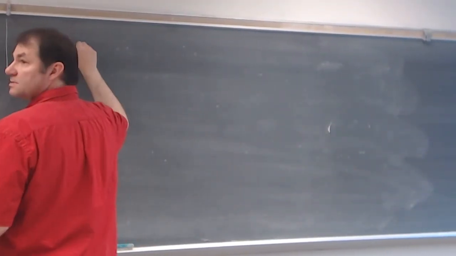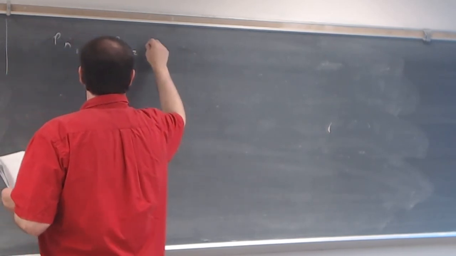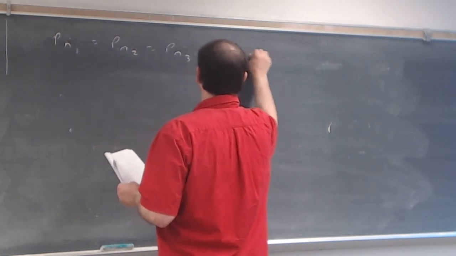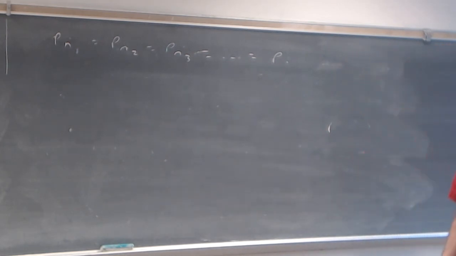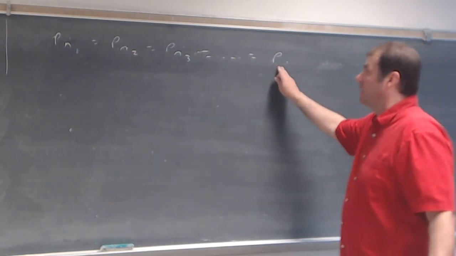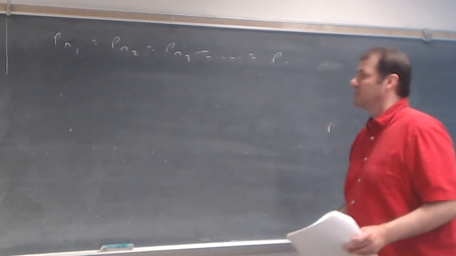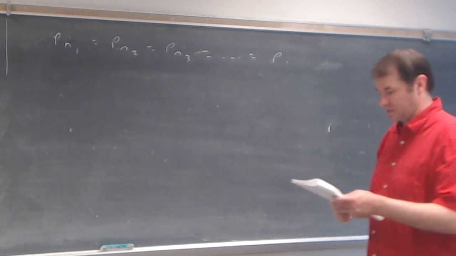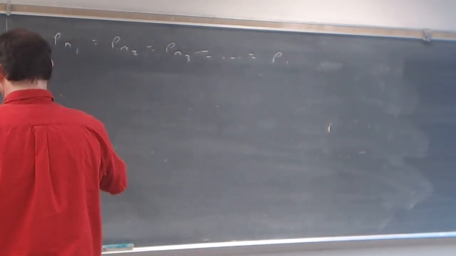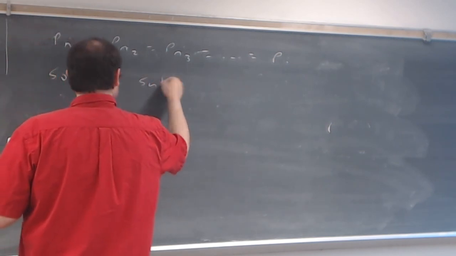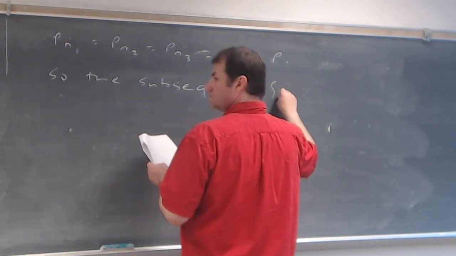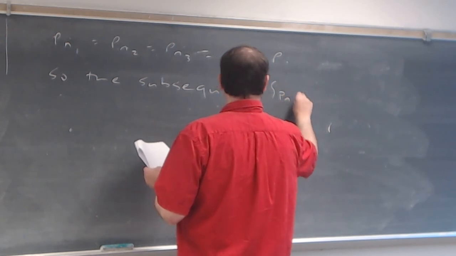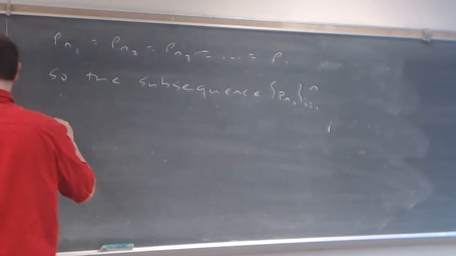Such that P sub n sub 1 is equal to P sub n sub 2, which equals P sub n sub 3, which goes on forever, which equals this P. Look, if the range is finite, for P sub 1 you get an answer, P sub 2 you get an answer, P sub 3 you get an answer, but there's only finitely many answers, that means that one of the answers is repeated infinitely many times. That we're going to call P. And we just write down P sub n sub 1, P sub n sub 2, each one of those terms is going to be P. We're picking the terms that were P in our original sequence. Okay. So the subsequence P sub n sub i will converge to P.